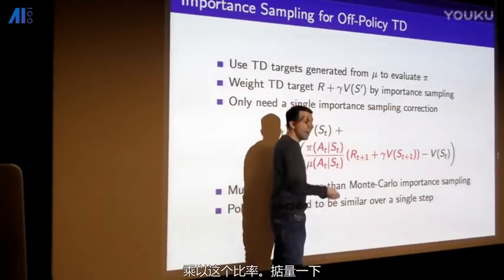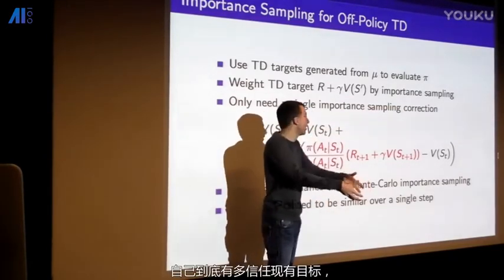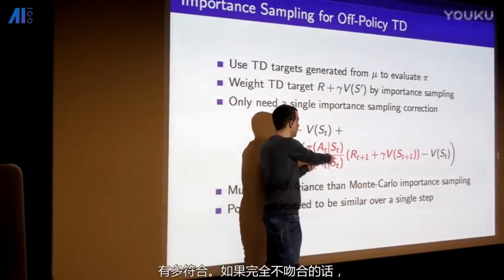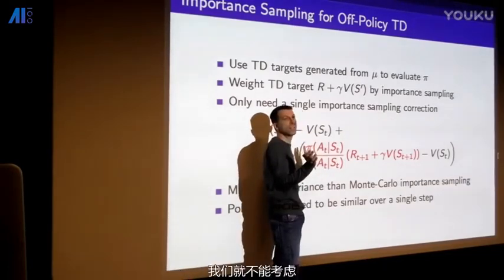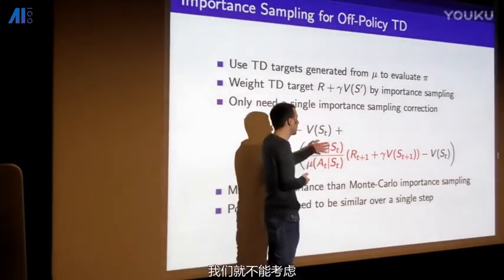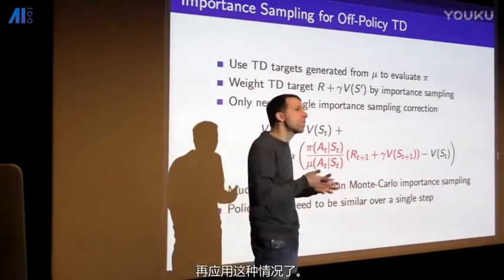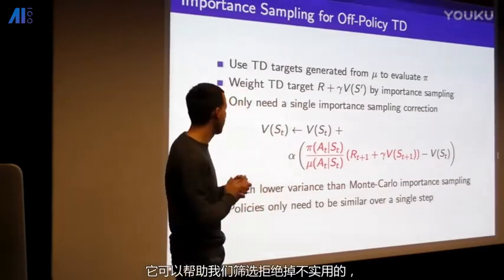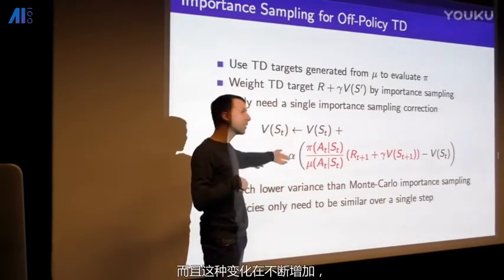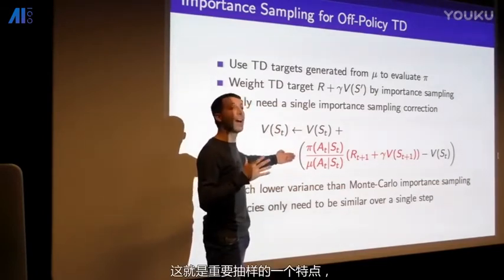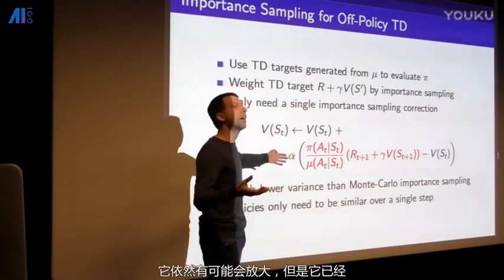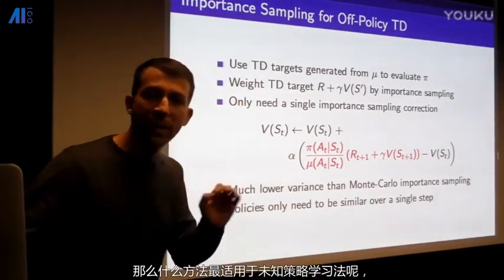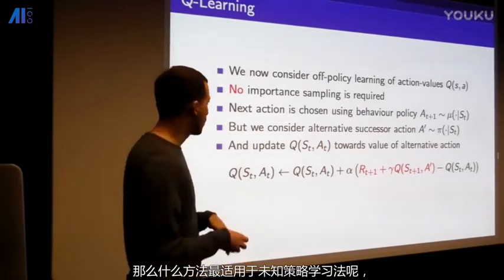So that we weight how much we trust this target by how much our policy really matched what was actually taken in the environment. If these don't match at all, we can't consider this. Essentially, this leads us to infinitesimally reject something or to take huge account of something. So you can still get high variance. We still increase the variance by importance sampling, and it can still blow up, but it's much, much better than Monte Carlo.